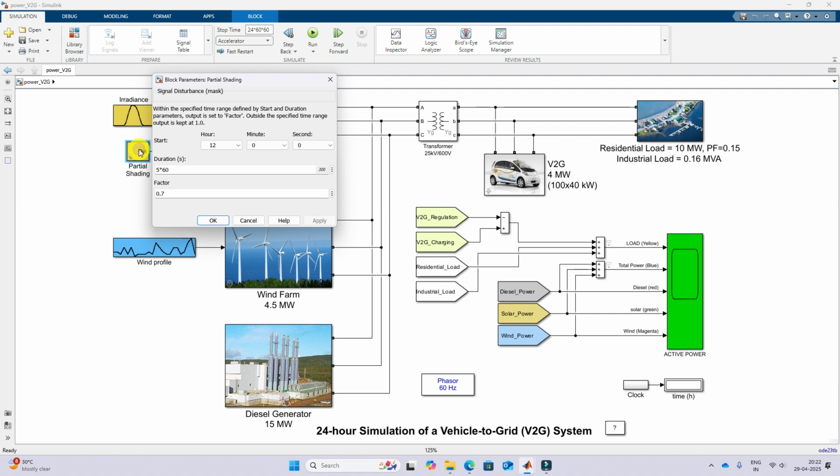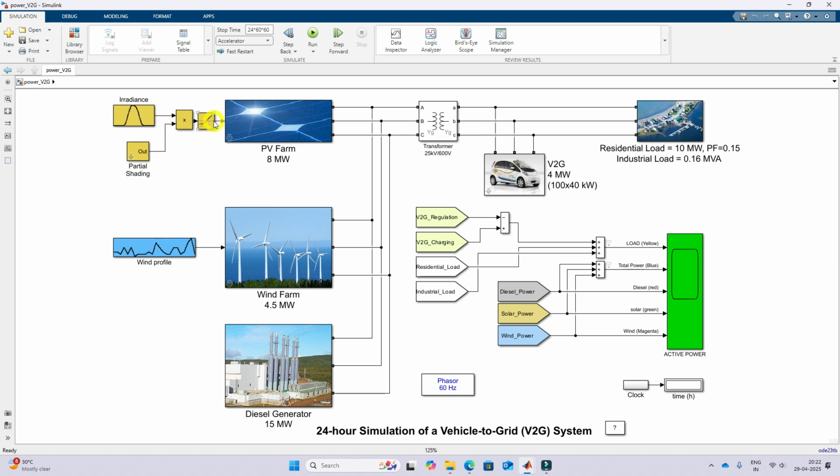Here you see the partial shading is at 12 hours. The duration will be 5 into 60 seconds with a factor of 0.7. You can change the parameter, and the factor can be changed between 0 and 1. Then you can fix the duration of the partial shading and when it is going to start. It is showing 12 hours, and you can change the partial shading timing also.